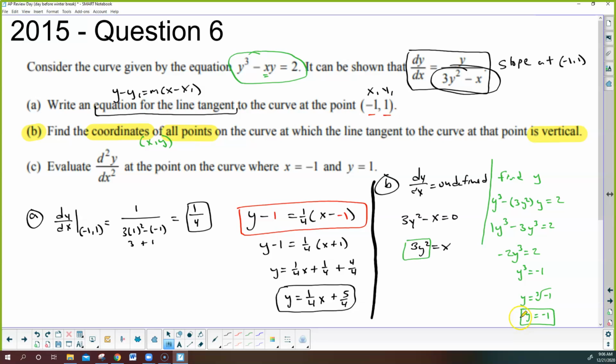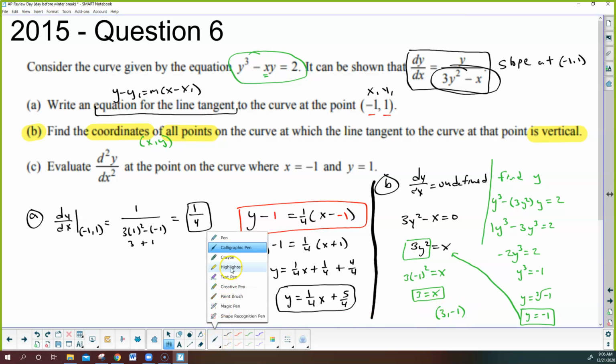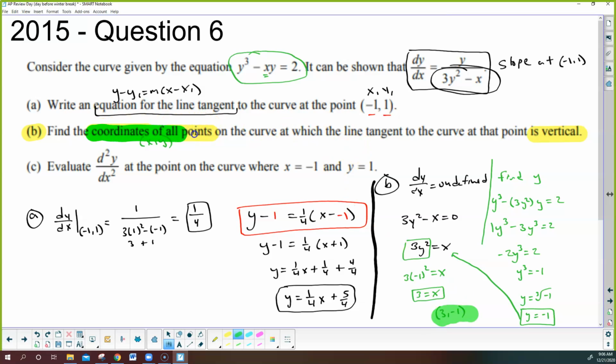So that just means once I find y, now I've got to figure out what x is. But I'm going to use this relationship that I just had. We know how x and y are related, so I'm going to plug y back in. -1 squared is 1 times 3 gives me 3 comma -1. And there is the point at which the derivative or the curve of the tangent line is vertical. That's where the derivative would be undefined.